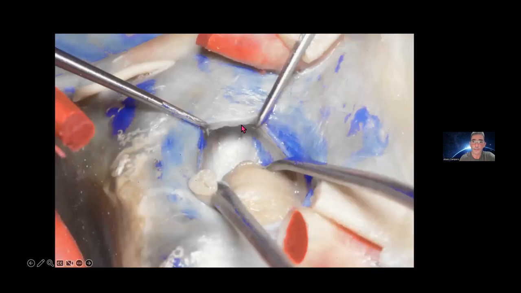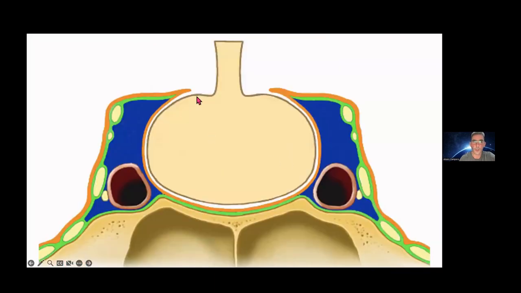So the pituitary fossa is where the pituitary gland sits, and it is related with the dura mater that forms the pituitary fossa. So this is the pituitary gland, and it is related to the cavernous sinus. So the lateral wall of the pituitary fossa is the medial wall of the cavernous sinus, like we can see in this picture.